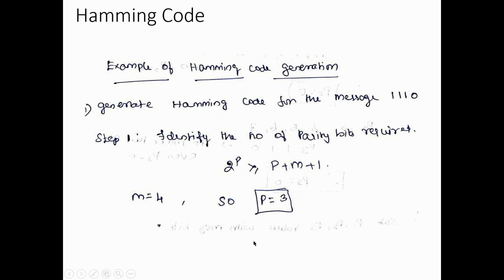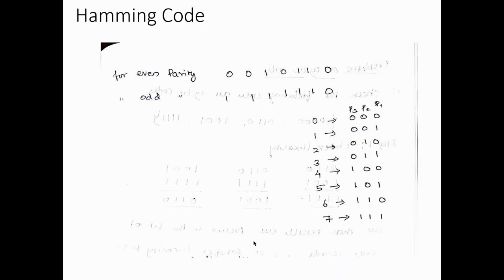We took four message bits, and we need three parity bits. We found the values of the three parity bits in the case of even parity, and then added them to the message. Then for odd parity also we found the values, and those were added to the message bits. So this is how Hamming codes are generated and transmitted from the transmitter end.